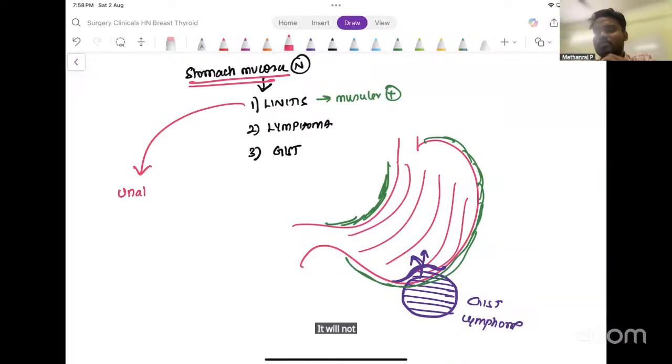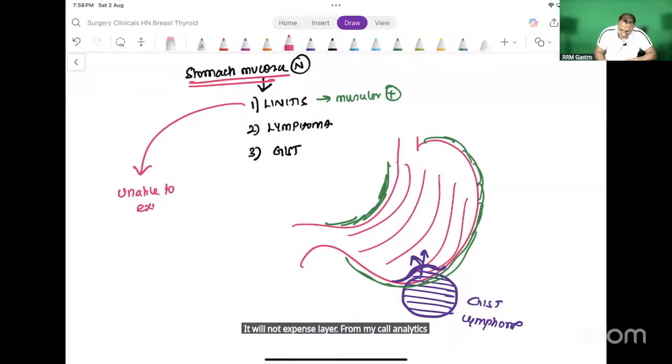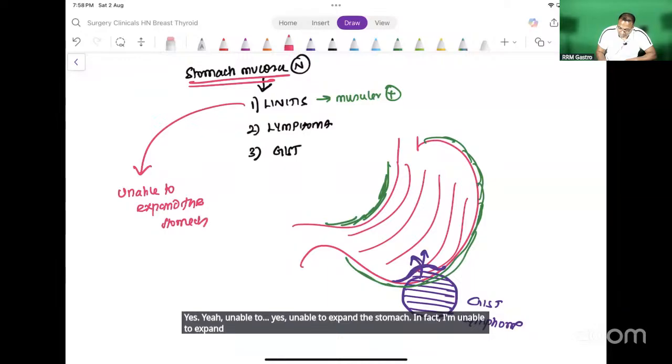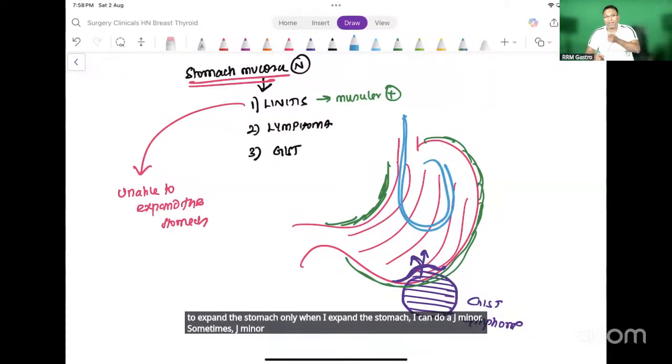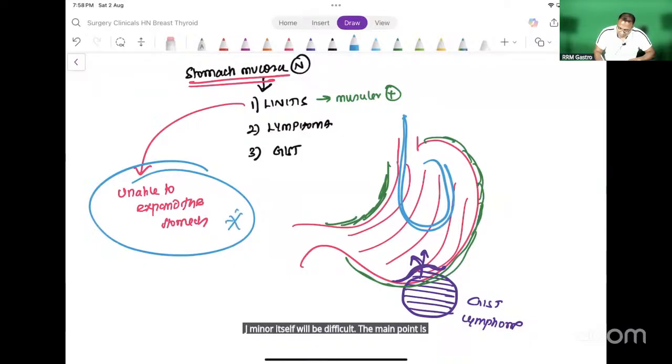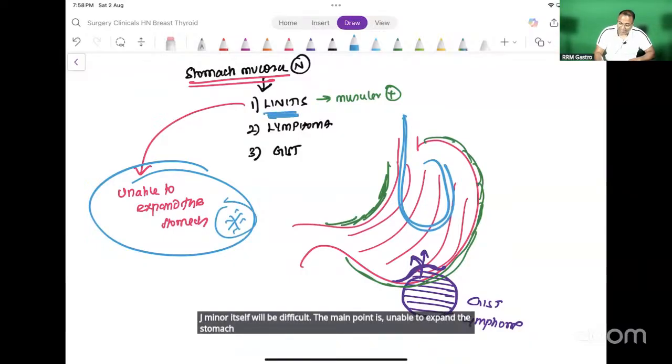Yes, unable to expand the stomach. In fact, I am unable to expand the stomach. Only when I expand the stomach can I do a J maneuver. Sometimes we cannot even turn; the stomach cannot be distended and the J maneuver itself will be difficult. The main point is that being unable to expand the stomach is a finding in linitis plastica.